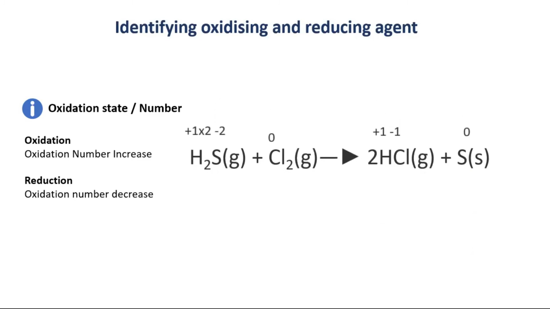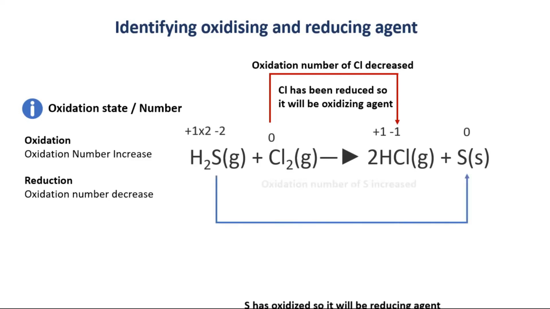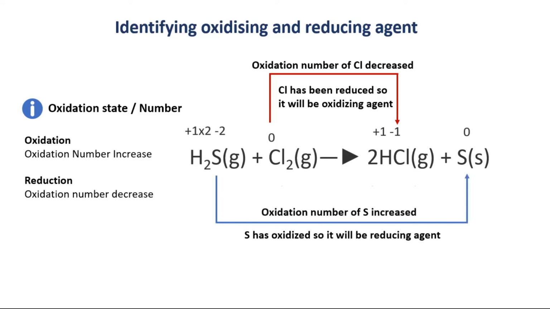If we calculate the oxidation state of all elements here, we'll see that chlorine changed its oxidation state from 0 to -1. So the oxidation number decreased, which means chlorine has been reduced. So it will be the oxidizing agent. Similarly, sulfur changed its oxidation state from -2 to 0. So the oxidation number increased, or sulfur has been oxidized. So it will be the reducing agent.